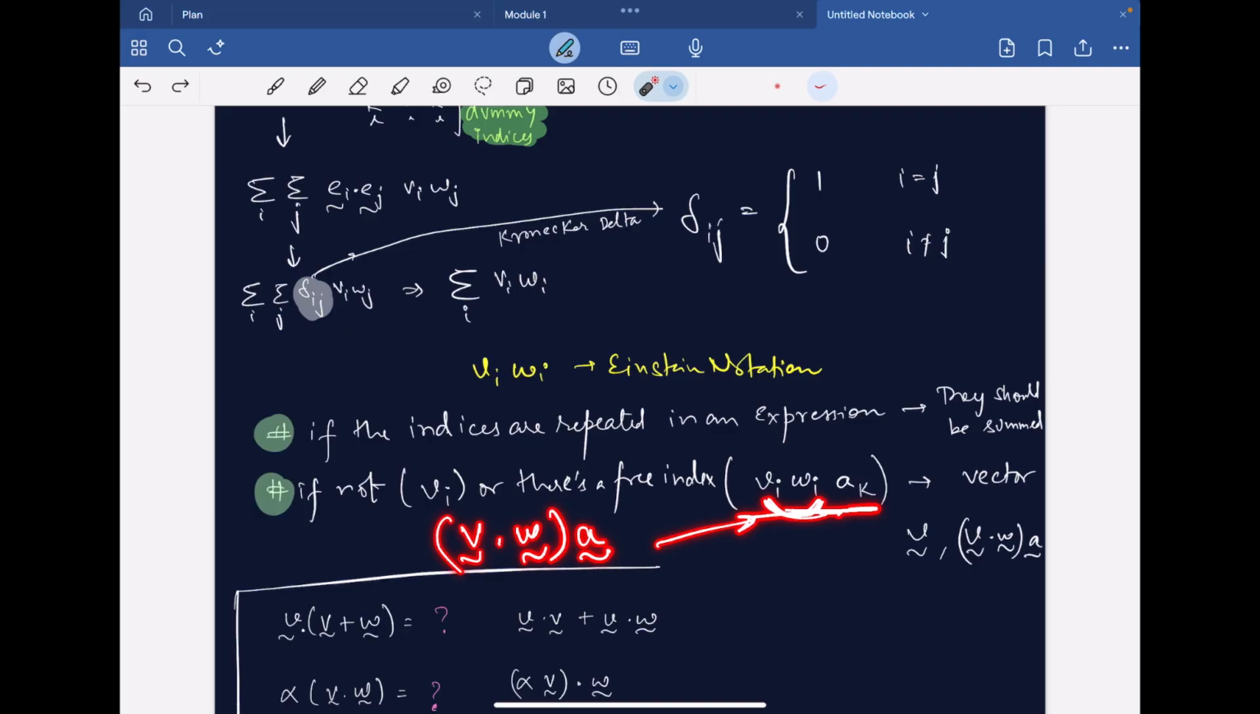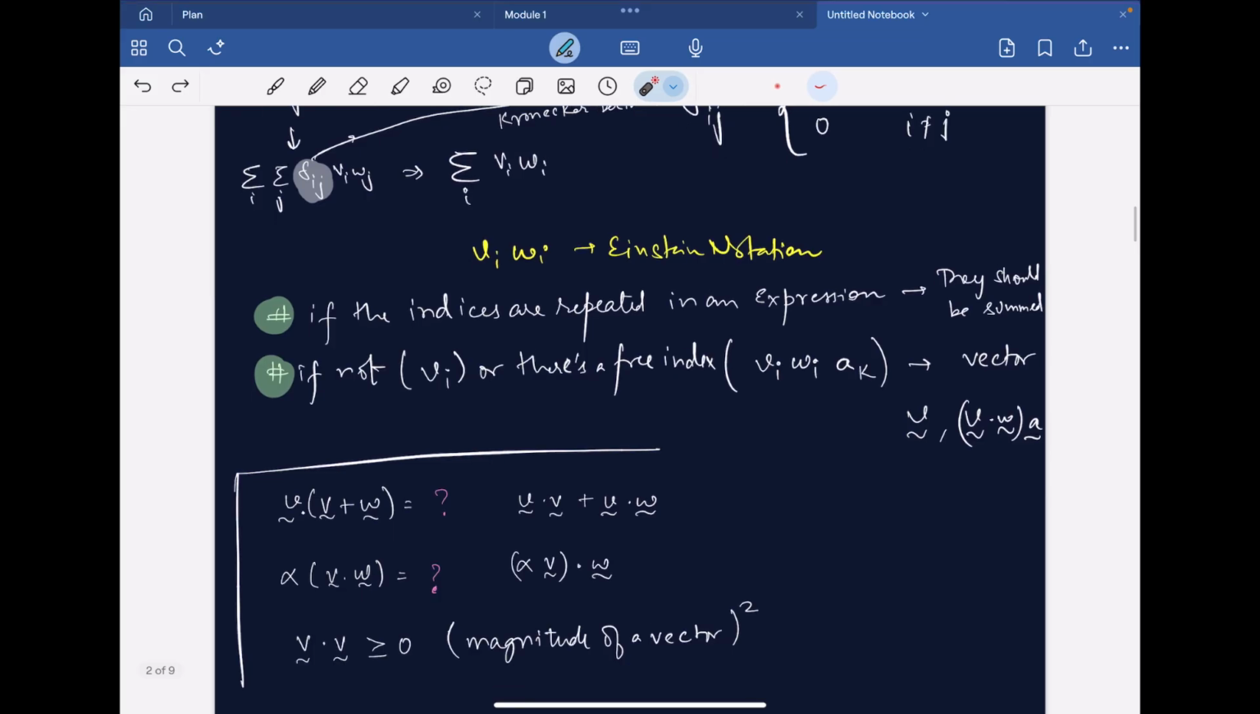because the dot product is between these two, v and w. So you write v_i w_i, and then you write a_k, a_j, a_l, a_m, whatever index you want to give. Just don't give i, because then that would be confusing, right? So if you see something like this, where this is the repeated index, this is a free index, that means this whole thing is a vector decided by this a_k.